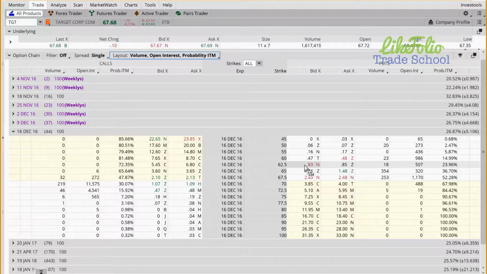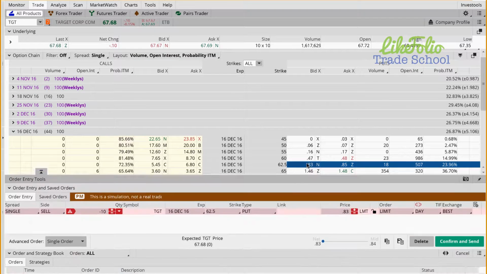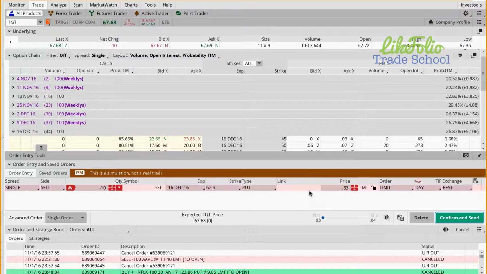We're selling these puts, so we would want to click the bid, not the ask. Ask would be buying. Bid is selling. So we're going to sell these puts. You see we sell them for 83 cents. It's showing us that we're doing a single spread. We're selling. I'm going to change this to 1. Just get a 1 lot in there.